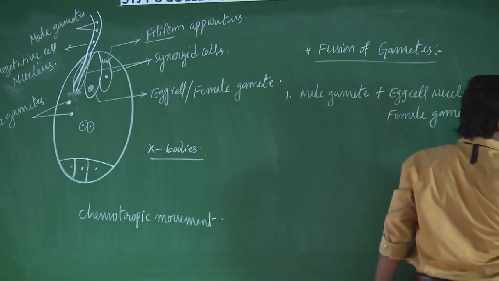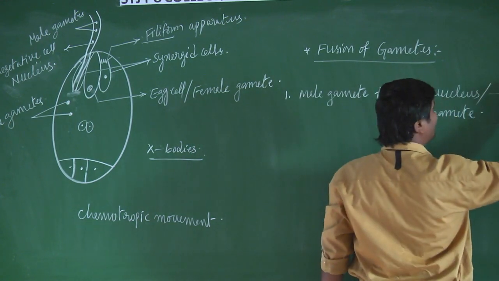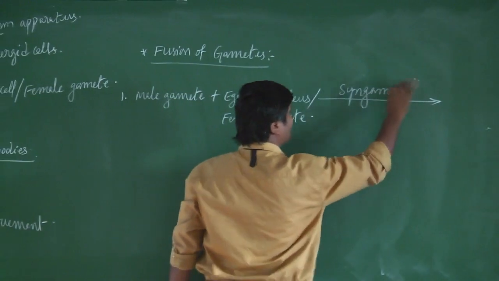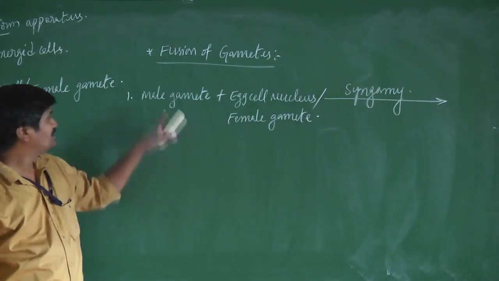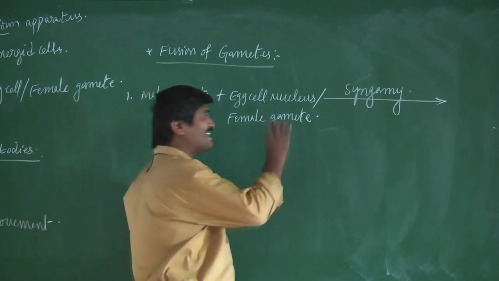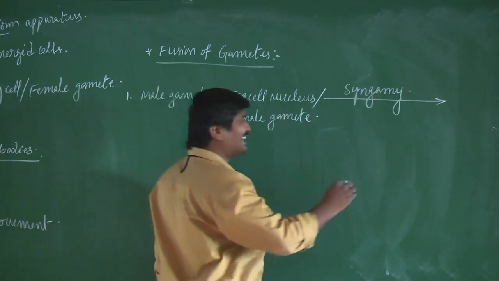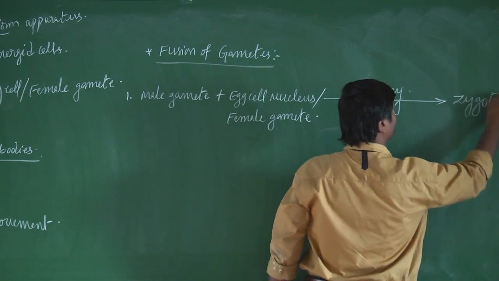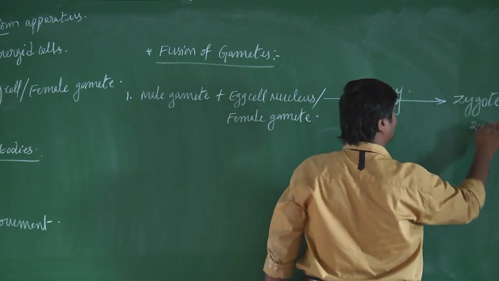Now, the fusion of male and female gametes is known as syngamy. It is the true fertilization. The fusion of male and female gametes is known as syngamy. As a result of syngamy, a diploid zygote is developed, 2n.